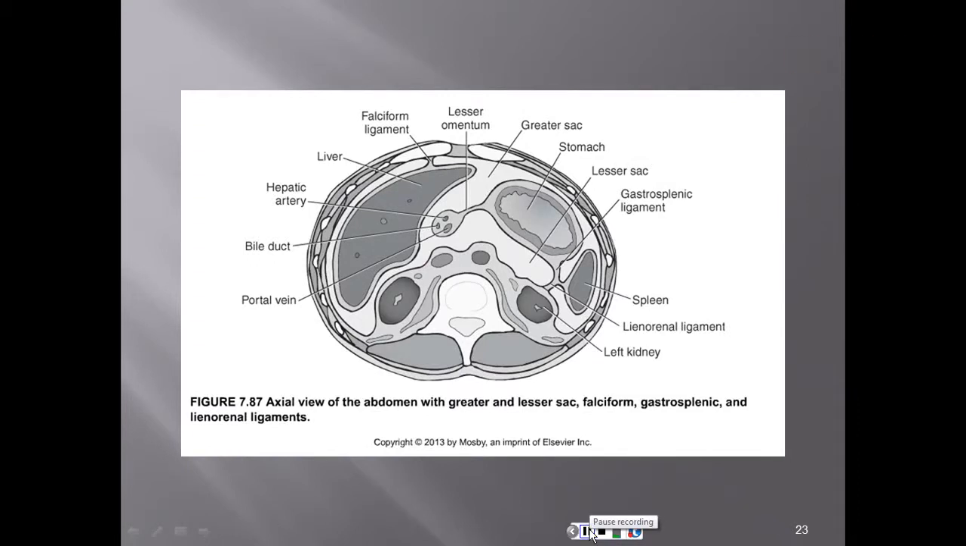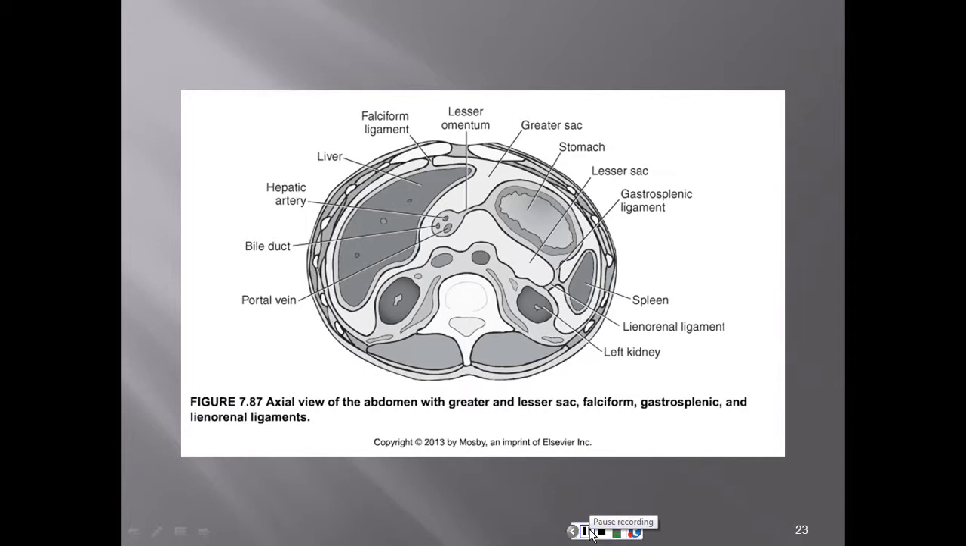Alright, with this image, we're going to follow along on page 441 and start to discuss the spleen. This is an axial view of the abdomen with greater and lesser sacs, the falciform ligament, the gastrosplenic, and lienorenal ligaments. The spleen is the largest lymph organ in the body, composed of lymphoid tissue. The cellular components of the spleen create a highly vascular, spongy parenchyma called red and white pulp.